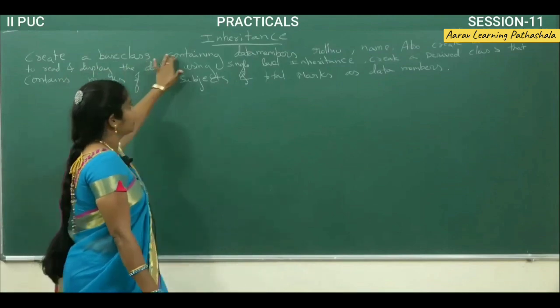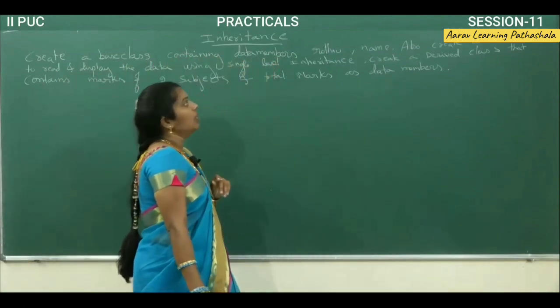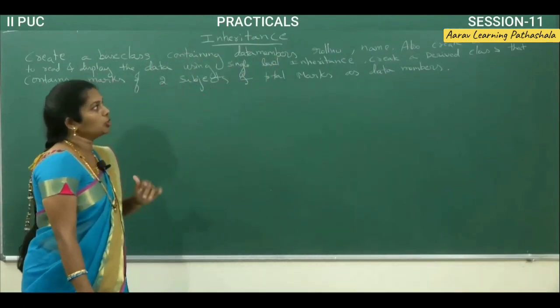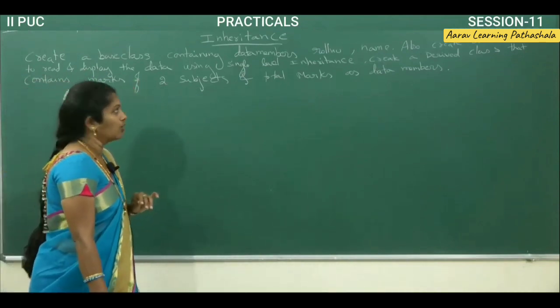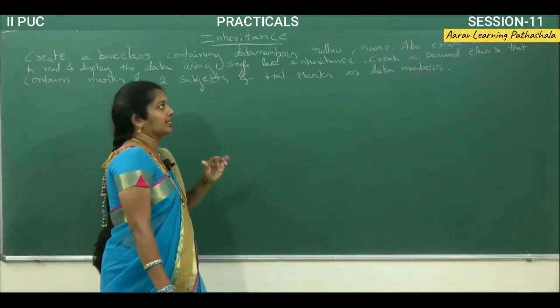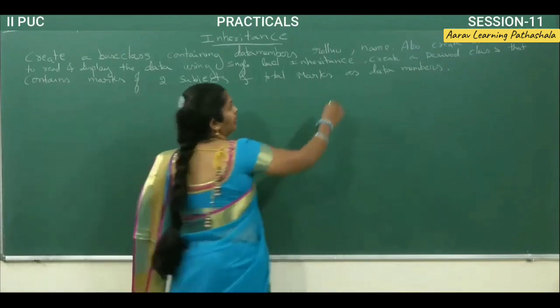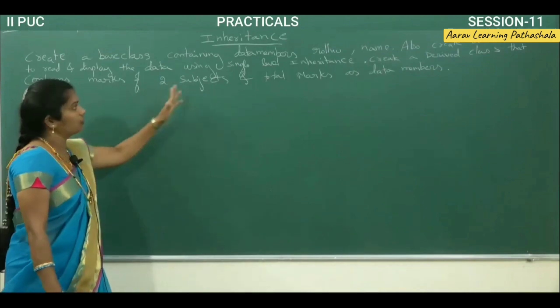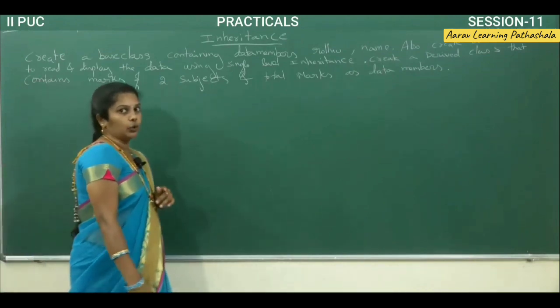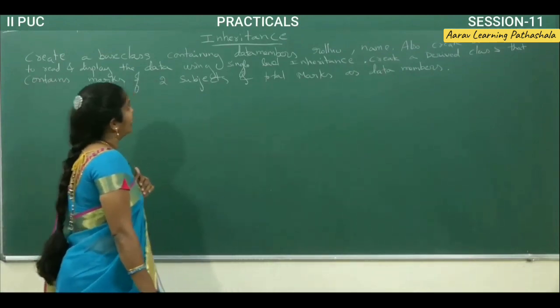Here, create a base class containing the data members roll number and name. Also create a member function to read and display the data using the concept of single level inheritance. Then with that you have to create a derived class that contains the marks of two subjects, and you have to find the total.